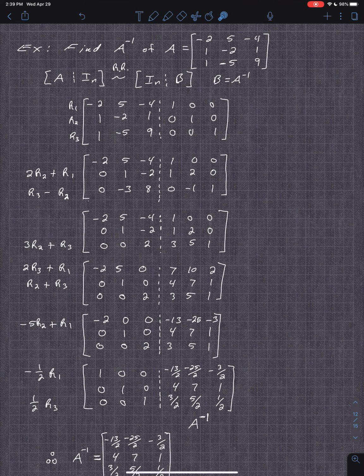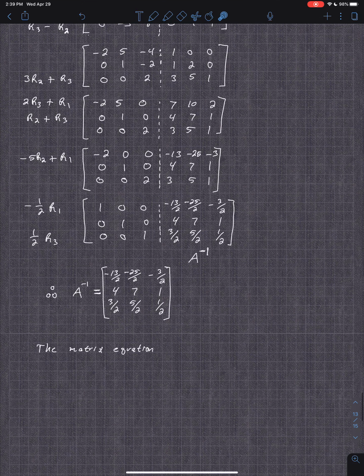Carrying out all those operations. So this one's all done. This one you get some nice fractions, a little facetious there. Okay, so here's your inverse, and we're going to use it when we talk about the matrix equation later.